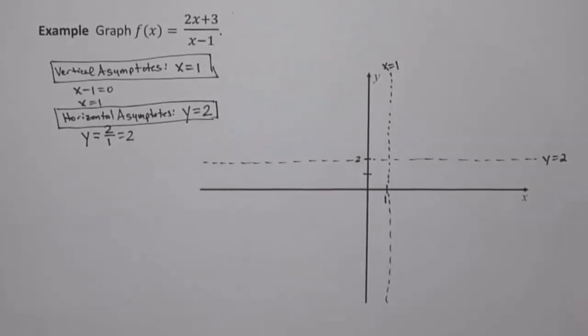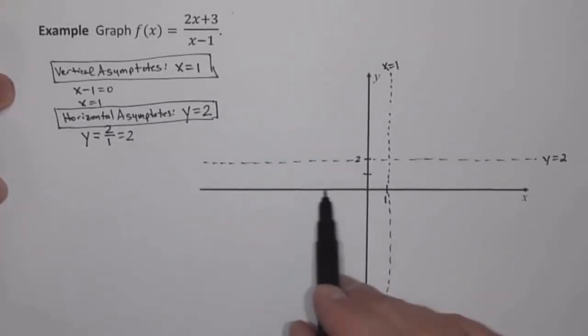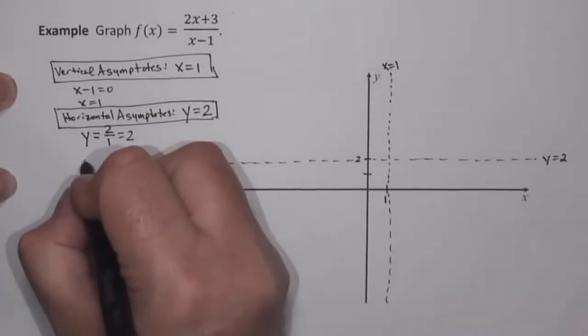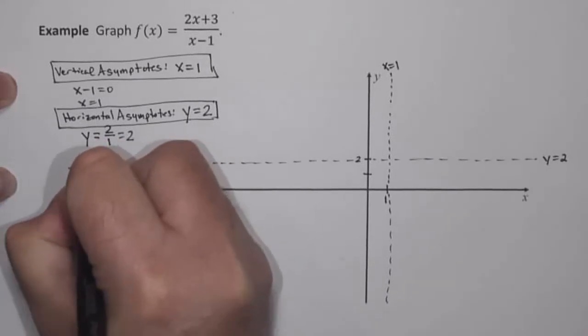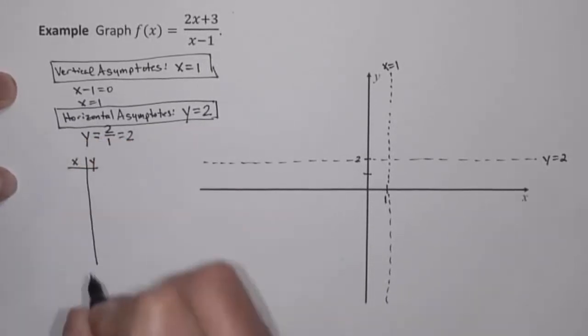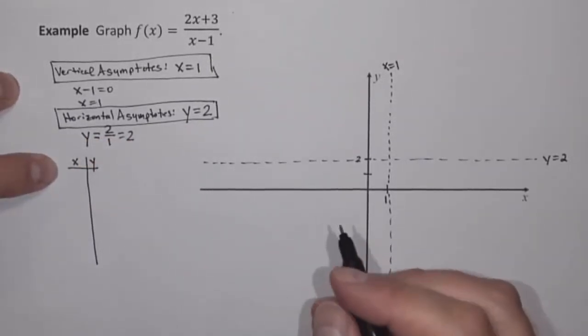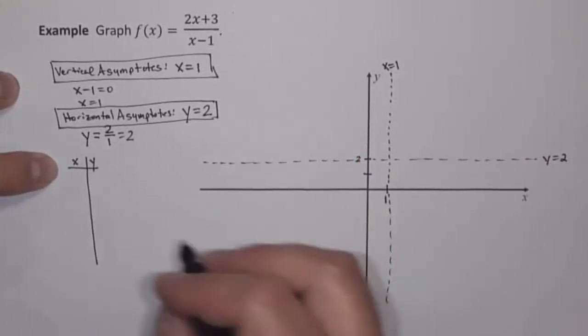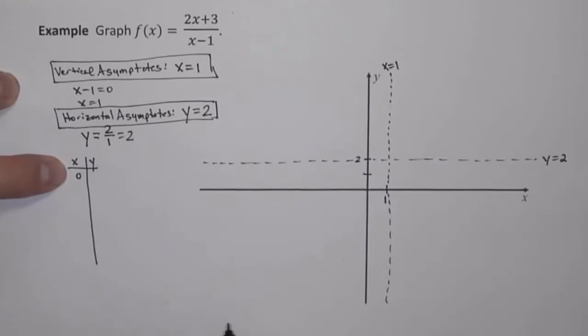I just have to find a couple of points in order to have an idea of what that's going to look like. So I generally like to find a couple of points on either side of the vertical asymptotes. So I'm just going to make a table of values for x and y. So for example, if I start to the left of the vertical asymptote, maybe I'll let x equal 0.